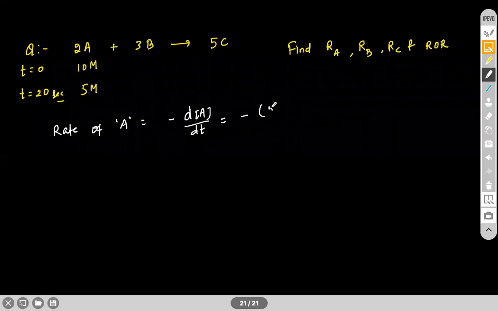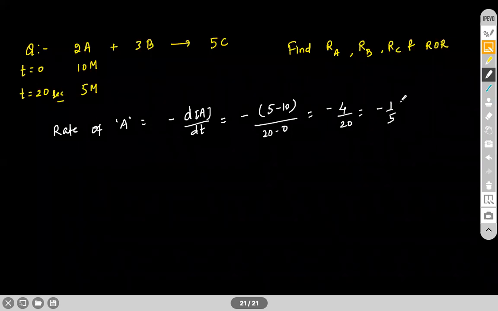So what can we write? 5 minus 10 divided by the time required to produce that change, which is 20 minus 0. So minus of 4 by 20 is equal to 1 by 5 molar per second. Correct? Oh, it's minus minus plus.